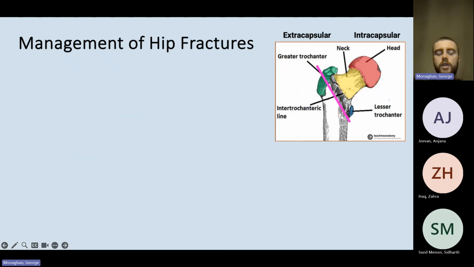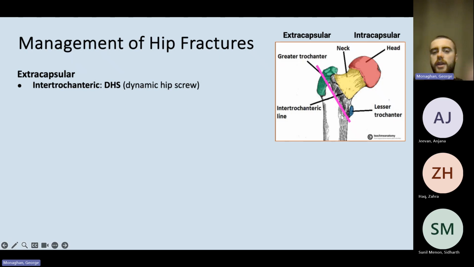So one of the first specific fractures we're going to talk about are hip fractures, or you might see them as neck of femur fractures as well. And there are 2 types. We have extracapsular and intracapsular. So the capsule is split on the diagram here by the pink line. Anything to the right of the pink line is intracapsular. Anything to the left of the pink line is extracapsular. And the 2 types of extracapsular, they determine the management that we do.